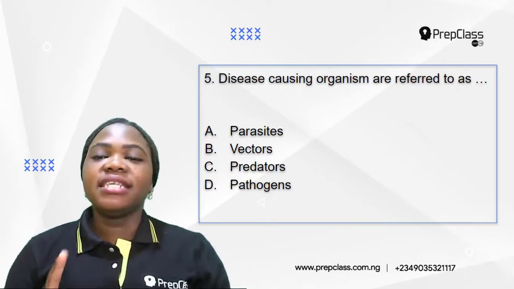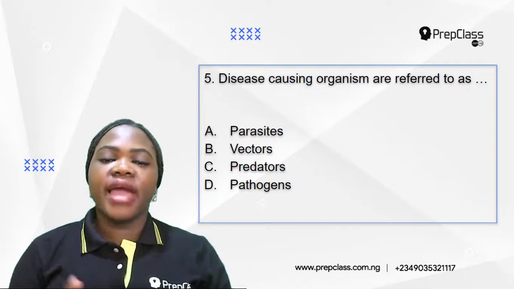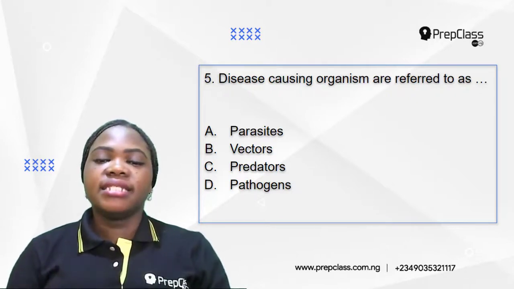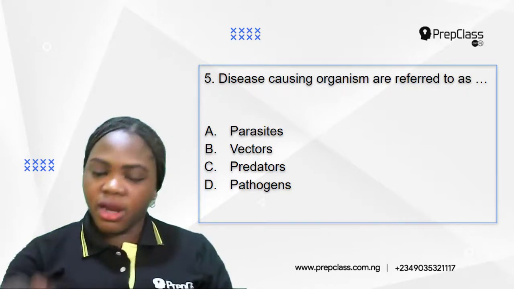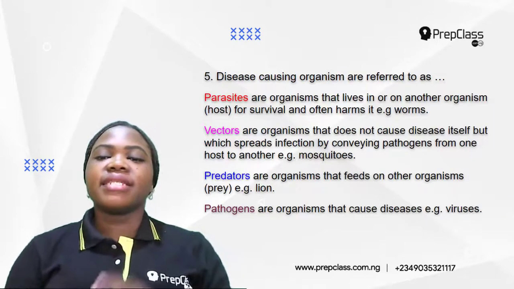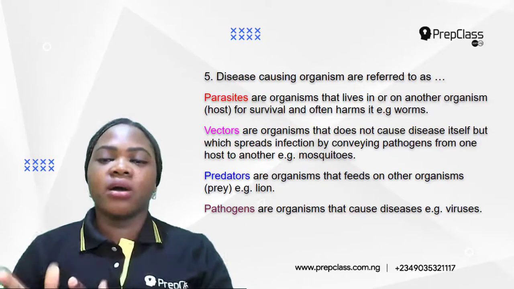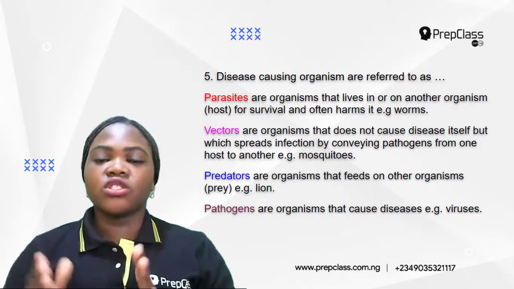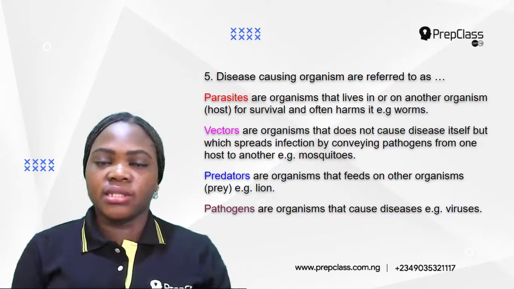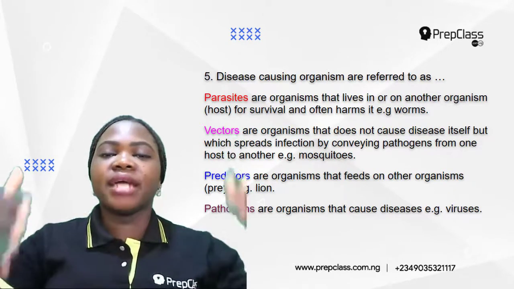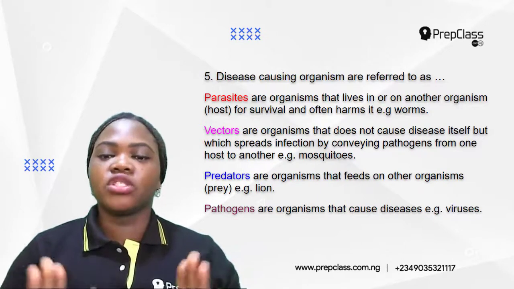Number 5, disease-causing organisms are referred to as A, parasites, B, vectors, C, predators, D, pathogens. Now, do you know the meaning of all of these terms? All right, let's do it now. Parasites are organisms that live in or on another organism, which is called the host, for survival and often harm it. So parasites cannot do without the host. The organism on which the parasite lives is called the host. So they depend on the host for survival.